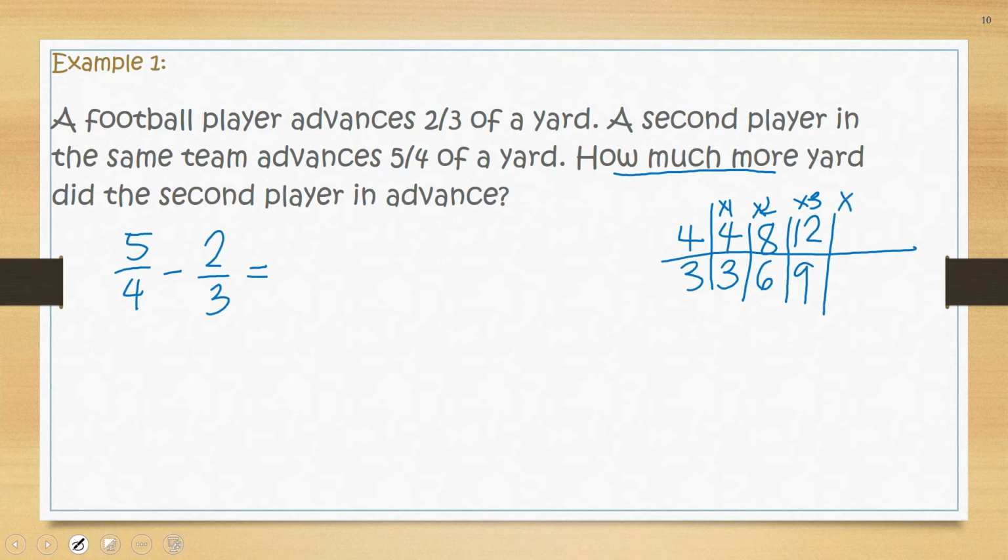Let's try times 4. 4 times 4 is equals to 16. 3 times 4 is equals to 12. So since may common number na sila which is 12, so ito yung magiging denominator natin.